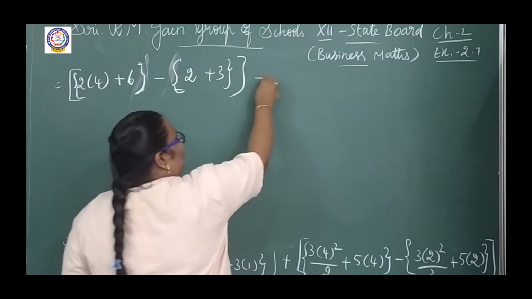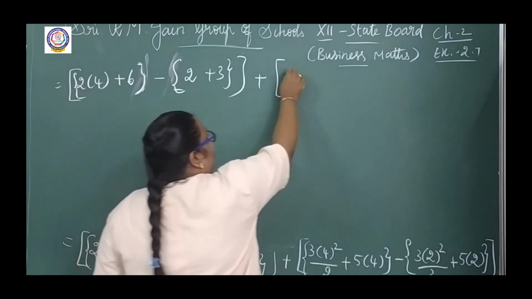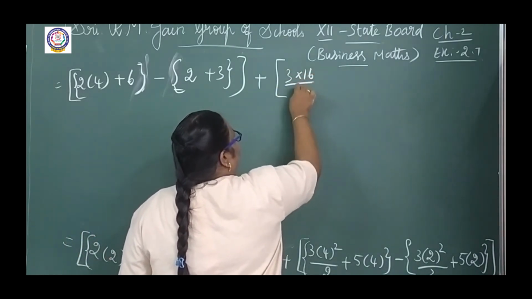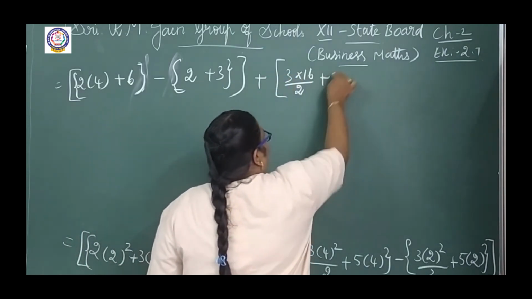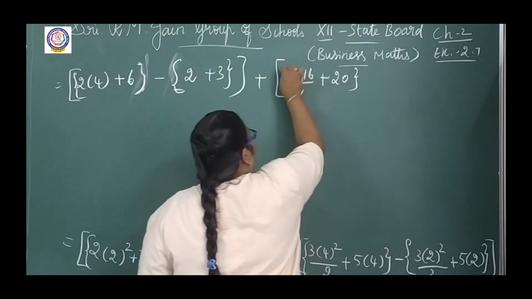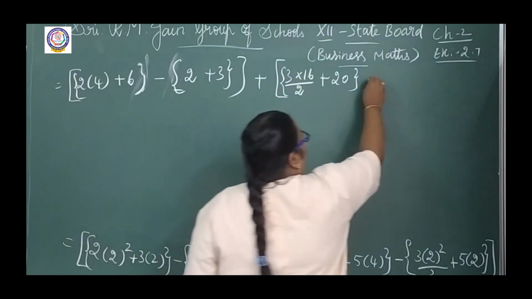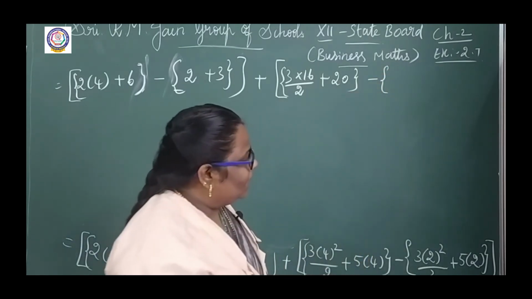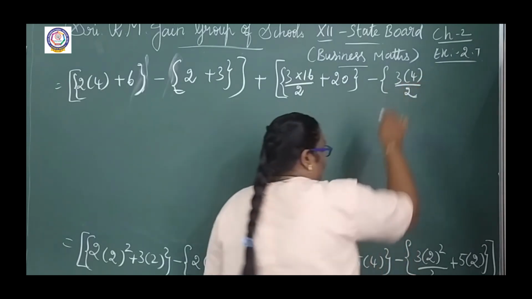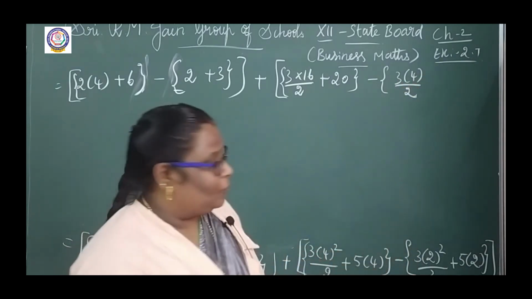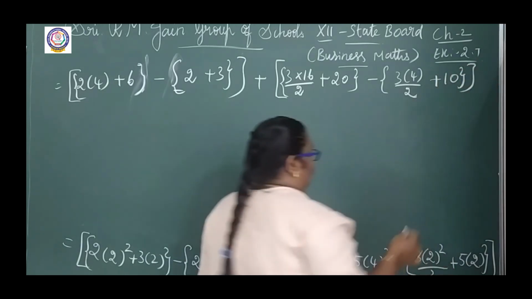Then come to the next one. 3 into 4 square, that is 3 into 16 by 2, plus 20, minus 3 into 4 by 2 because the 2 square value is 4, plus 10.